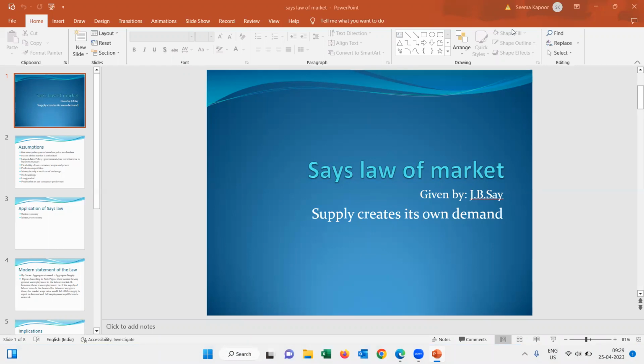In classical theory, the main component on which the theory is based is Say's law of market. Say's law of market is given by J.B. Say, an eminent economist, and according to him, the important idea of J.B. Say was supply creates its own demand. Supply means production, demand means consumption. This five-word line has a deep meaning and deep implication. Supply creates its own demand means aggregate demand will always be equal to aggregate supply.